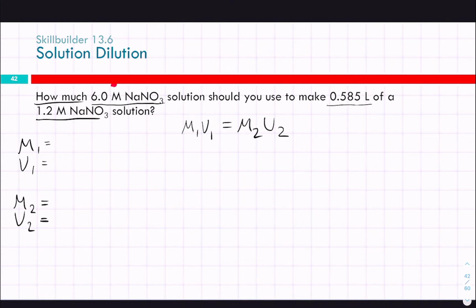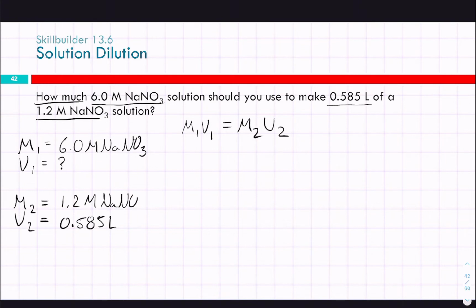To match the way that this question is worded, let's make the 6 molar our M1. So 6.0 molar sodium nitrate. And then our V1 is what we're solving for, right? That's because the question says how much of the sodium nitrate solution. And then we want to make a 0.585 liter solution, and we want its concentration, or M2 in molarity, to be 1.2 molar sodium nitrate.